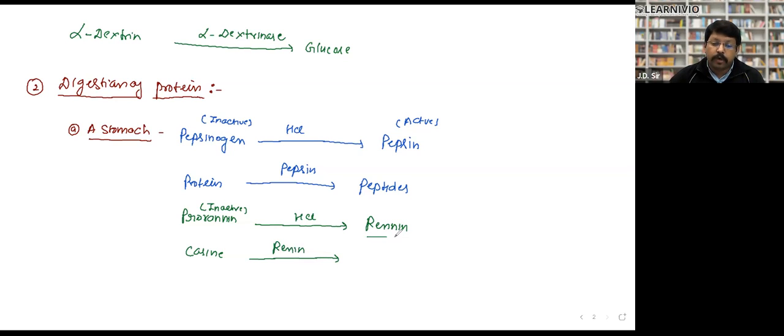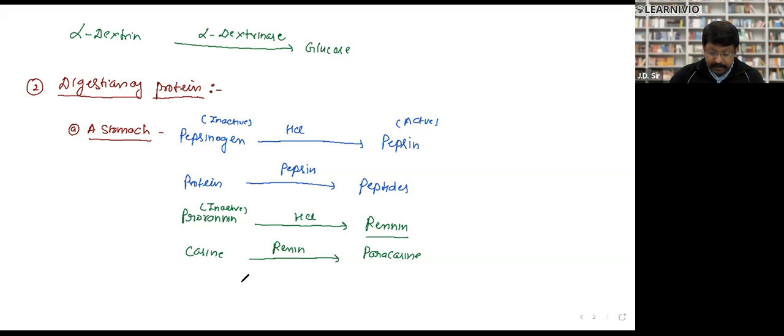I told you while I was telling you about the gastric glands that renin is the enzyme which is secreted in young mammals, but in adults like us, it is not secreted in our body. When we grow up and become adult, it stops getting secreted, right? Casein is a milk protein which gives white color to the milk. Renin breaks down casein into paracasein.